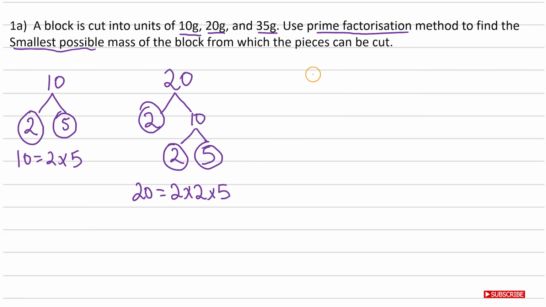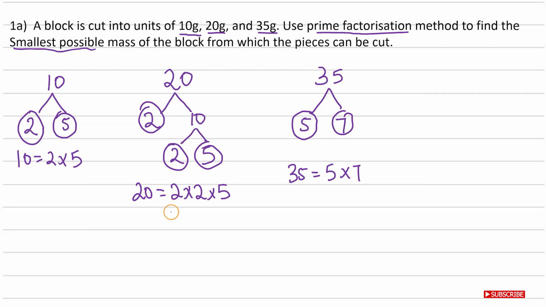Now let's do the last one, 35. That is simple: 5 times 7. They are both prime numbers, so I'm going to circle them. So 35 is equal to 5 times 7.